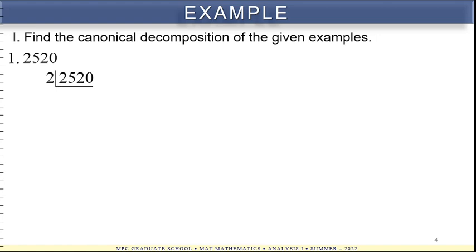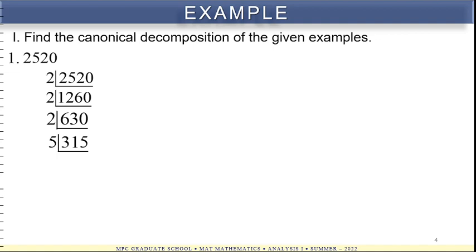Therefore, 2,520 can divide by 2. So if we divide 2,520 by 2, the answer is 1,260. So continue the process as 1,260 is divisible by 2. So 1,260 divides by 2, the answer is 630. And 630 divides by 2, the answer is 315. So we are not finished yet because 315 is not prime.